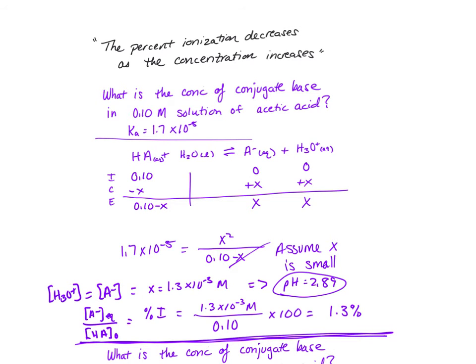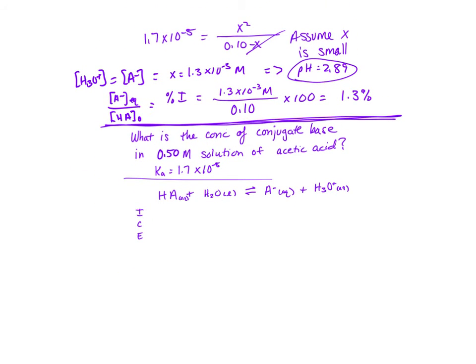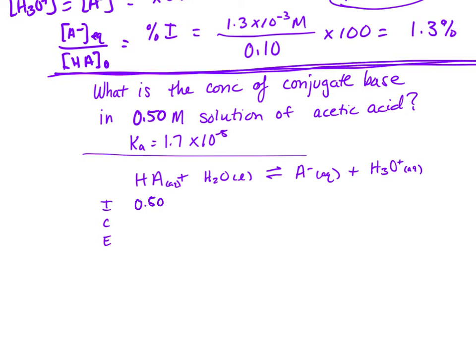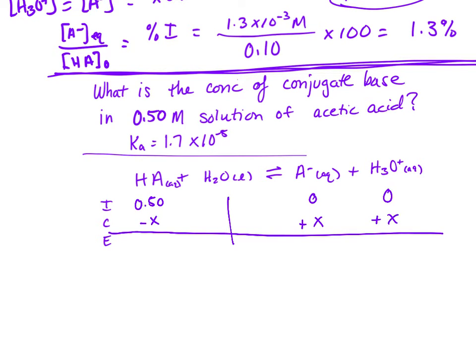So let's see then what happens if we increase the concentration of the acetic acid to 0.5 molar. So our ICE table is going to be very similar. 0.5 initial concentration of weak acid, 0 moles per liter and 0 moles per liter of A minus and H3O plus. We're going to have minus X moles per liter of HA, plus X and plus X for A minus and H3O plus. So at equilibrium, we'll have 0.5 moles per liter minus X for HA concentration, and X moles per liter of both A minus and H3O plus.